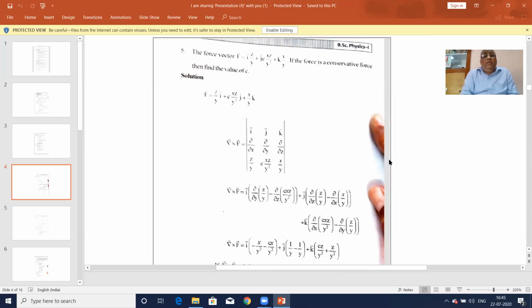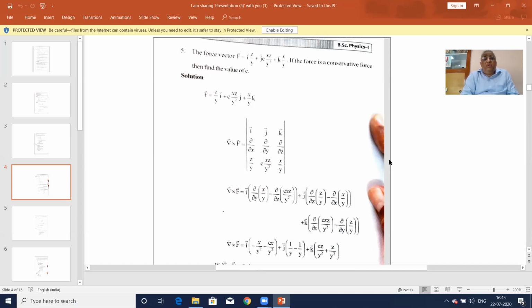The force vector F is given by (Z/Y) i plus (C XZ/Y²) j plus (XY/K) k. F is a conservative force. The force vector value is given, and if the force is a conservative force, you find out the value of C.